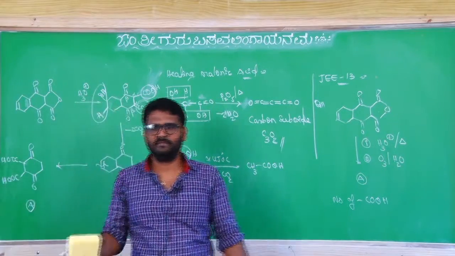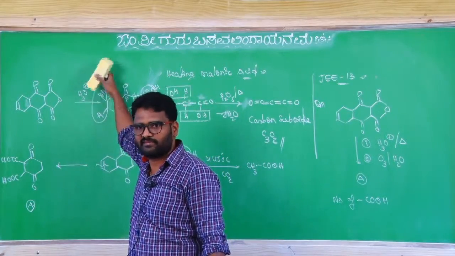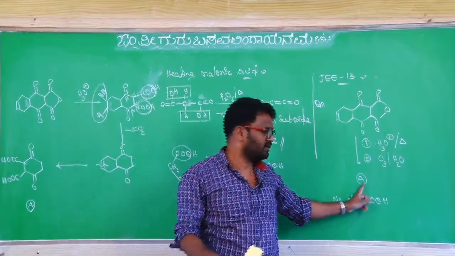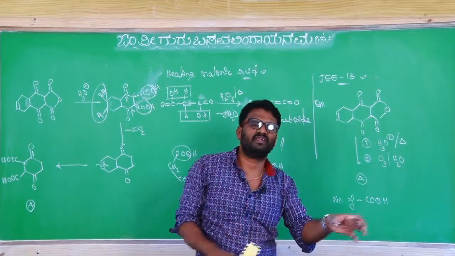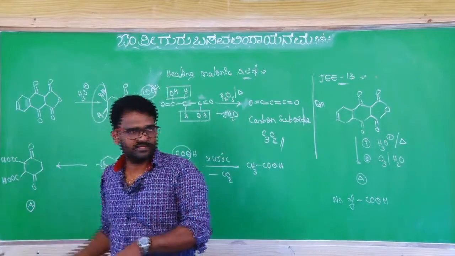Carboxylic acid. Okay, right. So I did not give this, but no need to take it. Finally, he asked what? Final product. In the final product, how many carboxylic groups are there? So the answer is 2.